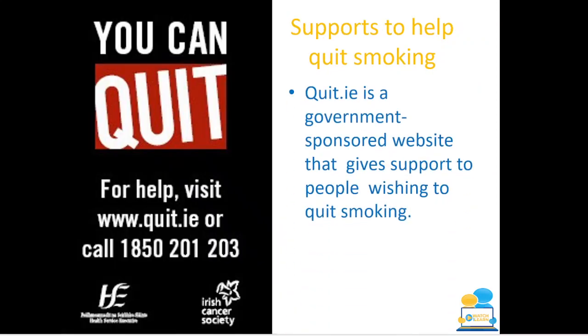So supports which are available, so quit.ie, you should have seen these ads at some stage being played over the TV or even on the radio. And essentially it's a government support to help you to stop smoking.